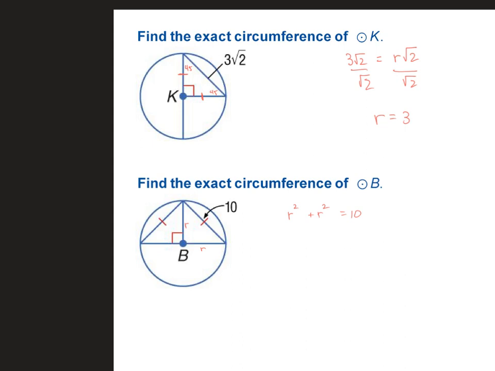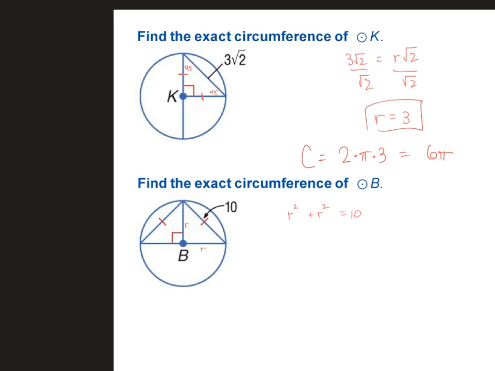And they asked me to find the circumference. So I'm going to go back to the previous example. If r is equal to 3, I'm not finished because circumference is equal to 2 times pi times 3, which is 6 pi. I'm sorry, I got ahead of myself. So that is the circumference. So now I'm going to go back. It says find the exact circumference of circle B.